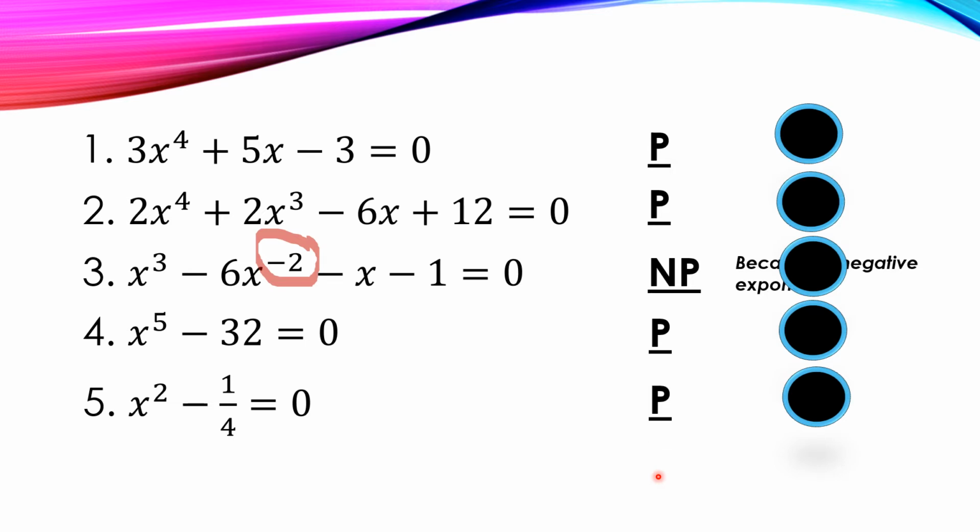Okay, that's it for our first preliminary activity. I hope nakakuha kayo ng 5 out of 5. Kung hindi naman ay again, tingnan nyo lang ulit yung ating definition for the polynomial equation. So, ang dito sa ating activity, ang not polynomial equation natin dito is yung number 3. It is because of its negative exponent.